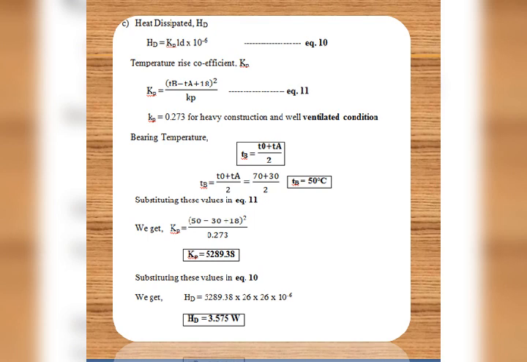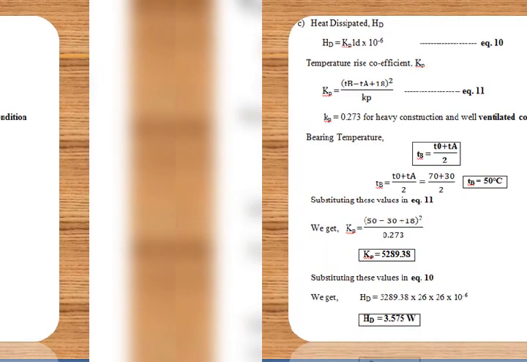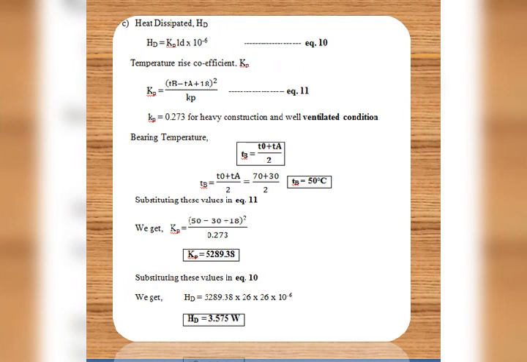Now we are supposed to substitute these values in equation number 11. We are getting Kp is equal to Tb is 50 minus Ta is 30 plus 18 whole square divided by Kp, that is for the condition we already assumed, that is 0.273. Substitute, we are getting the value of temperature rise coefficient Kp is equal to 5289.38. Now that we need to substitute in equation number 10.